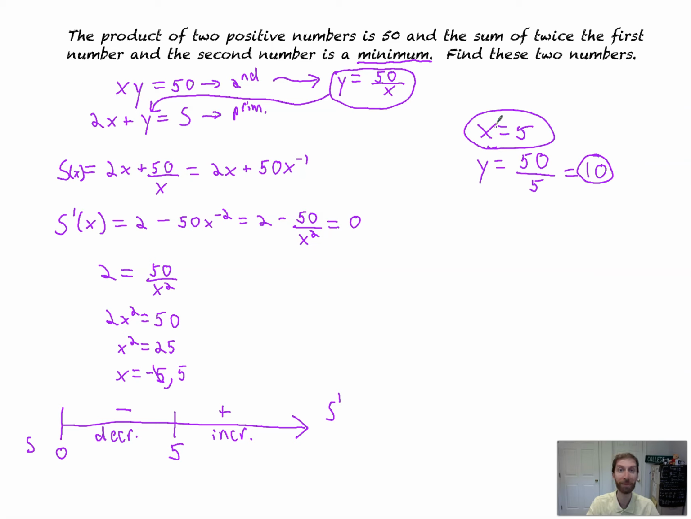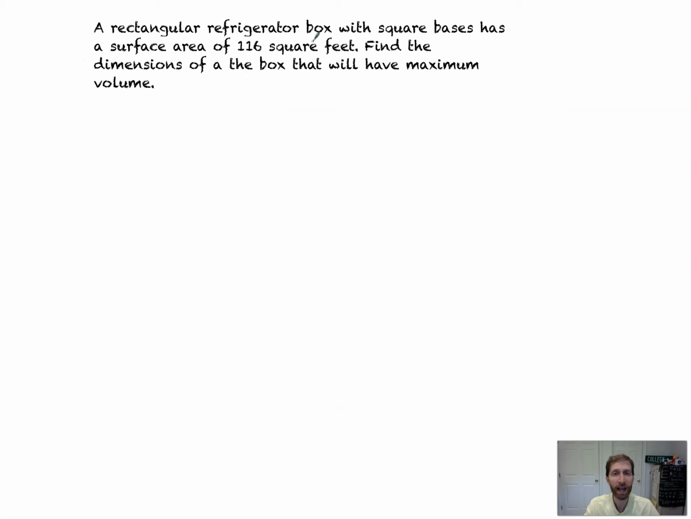That's it. Not bad, right? I think it's pretty cool. All right, on to the next one. Here we go. A rectangular refrigerator box with square bases has a surface area of 116 square feet. Let's stop there and let's draw a picture.